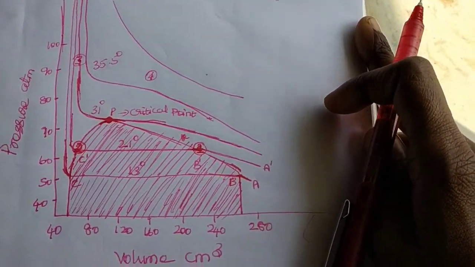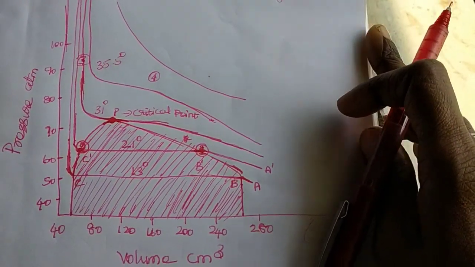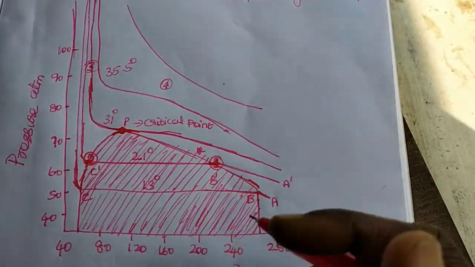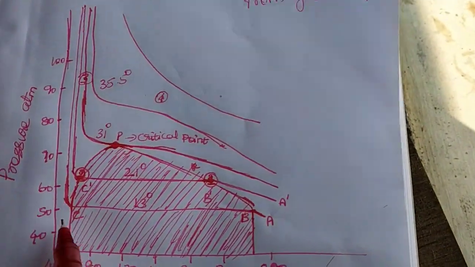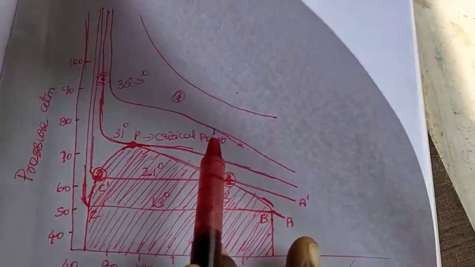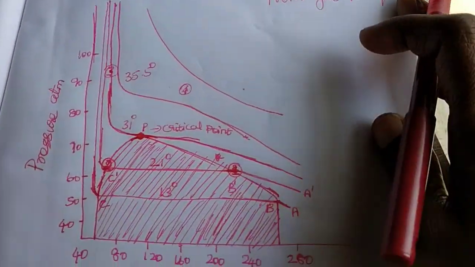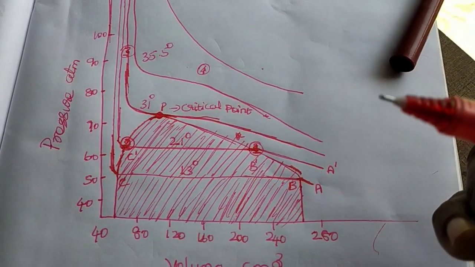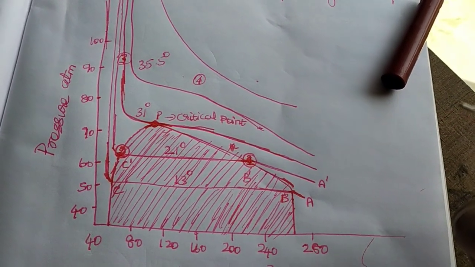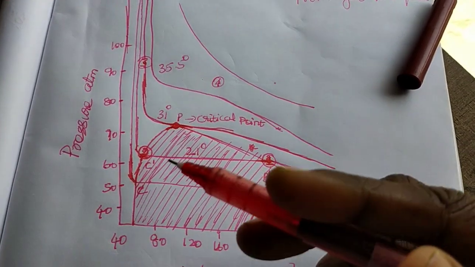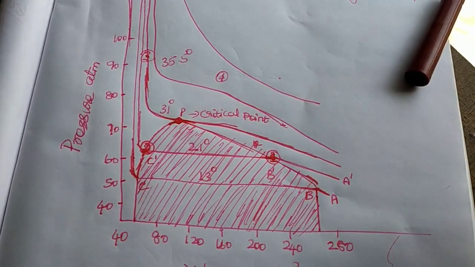Carbon dioxide under some pressure. What they have given is all the isotherms for carbon dioxide, but at different pressures. This is pressure in atmospheric pressure. Okay, this figure is explaining the liquefaction of carbon dioxide gas under certain pressure and also at certain temperatures.